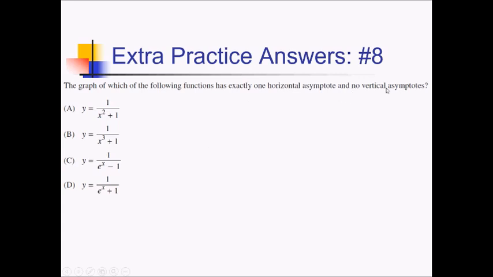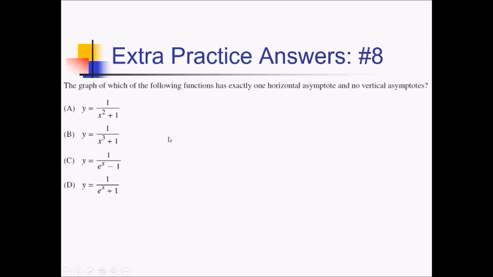For this problem, we want to know which of these functions' graphs has exactly one horizontal asymptote and no vertical asymptotes. So we're going to analyze asymptotes for all 4 of these. Let's look at the first one. Now for vertical asymptotes, you're essentially figuring out what's going to make the denominator 0, assuming we don't have any common factors that are going to cancel. And if you look at all these, we have a constant in the numerator for all of these. So there's going to be no common factors canceling. There's going to be no holes. Anything that makes the denominator 0 on these is going to be a vertical asymptote.